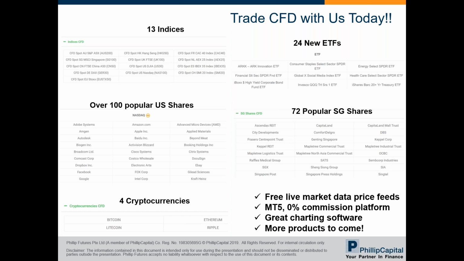Let's say if you think Bitcoin is a little bit too expensive to buy one Bitcoin, you can go as low as 0.01 Bitcoin. That will work out to a few hundred dollars, about $200 margin. Besides that, we have a few commodities, like WTI oil, on our platform as well. We don't charge any market data price feeds on MT5, and obviously all the products on MT5 are Zerocom. We have great charting software and we are constantly adding more and more products along the way.